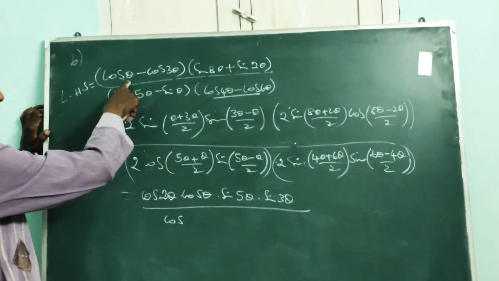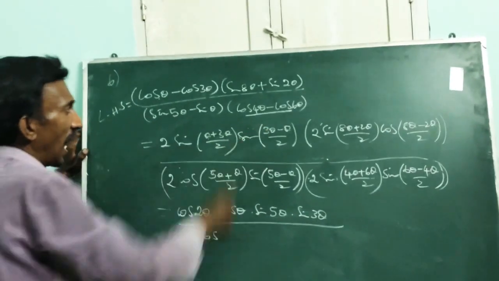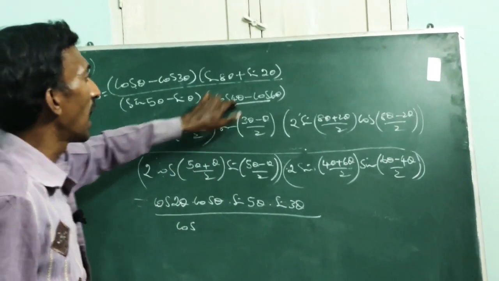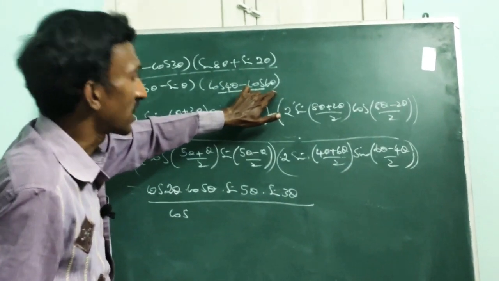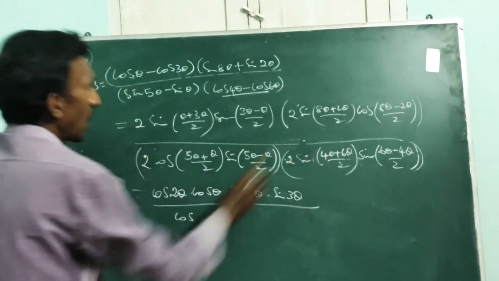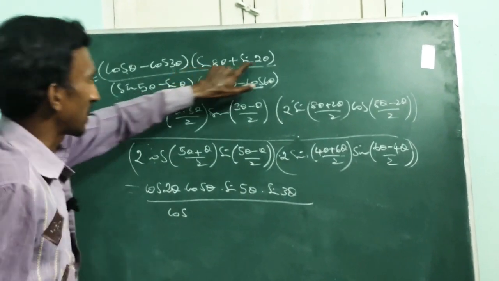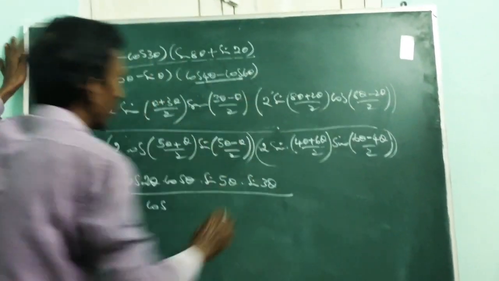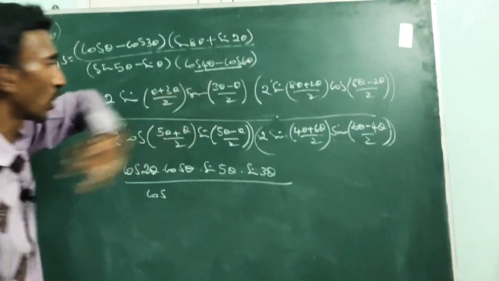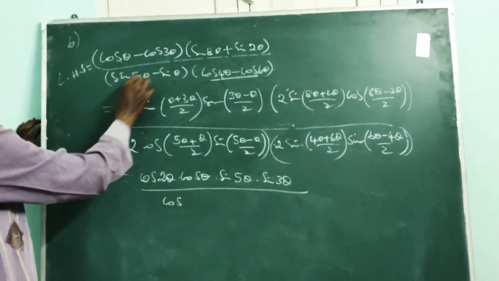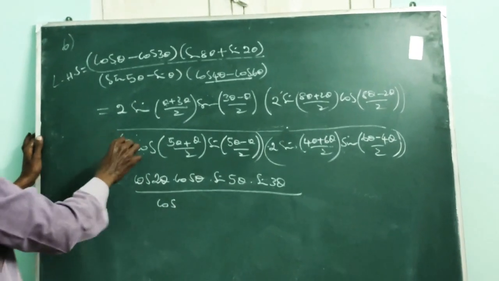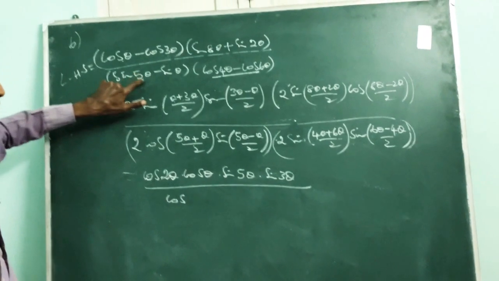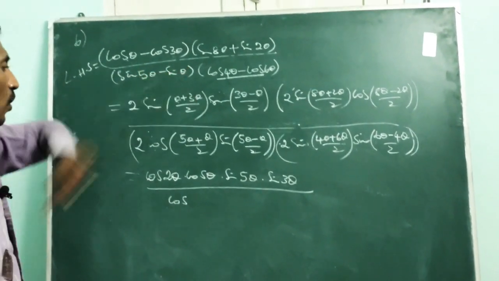So put C equal to theta and D equal to 3 theta. The same formula for this term. Put C equal to 4 theta, D equal to 6 theta. So we are getting both the things. And sin C plus sin D equal to 2 sin C plus D by 2 cos C minus D by 2. Put C equal to 8 theta, D equal to 2 theta. And it is sin C minus sin D. It is 2 cos C plus D by 2 into sin C minus D by 2. Put C equal to 5 theta, D equal to theta.